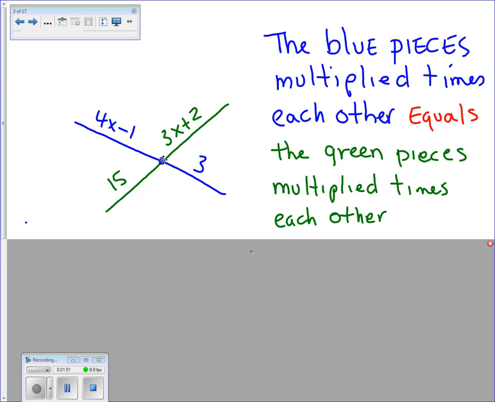multiplied times each other. Okay, so what I want you to do is put me on pause for a second and, on a scrap piece of paper or in your notebook as you get ready to start taking notes, write an equation that represents the words that are over there on the right side. Put me on pause.